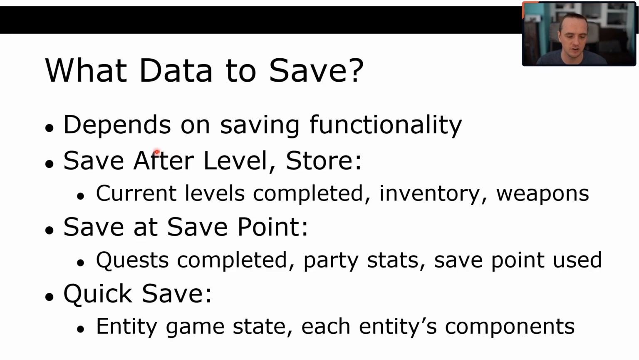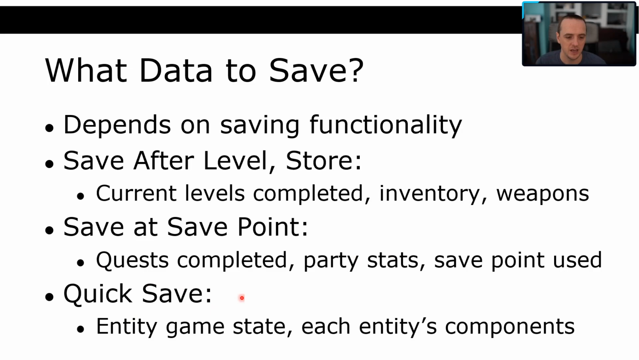So here's some examples. If you just want to save after a level, like maybe Super Mario Brothers, then you just store the current number of levels completed, maybe the inventory, maybe some weapons, right? If you want to save at a save point, maybe you have to talk about the quests you've completed, the party stats, the experience, and you have to say which save point you use in order to save the game.